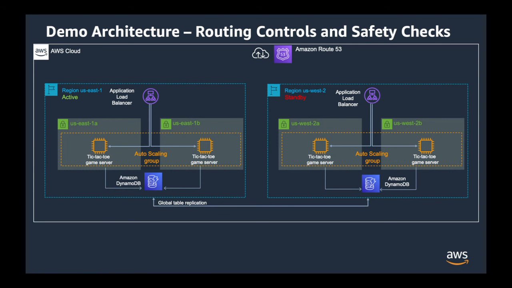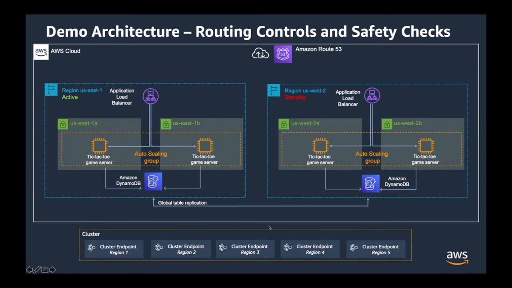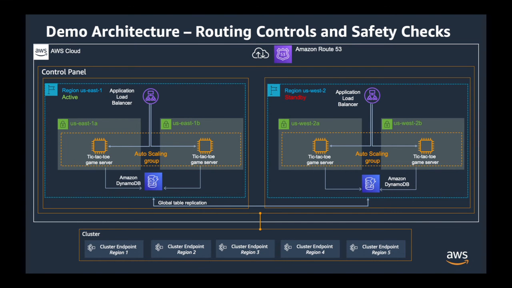What I'm going to dive into now is, back to that tic-tac-toe application, and we'd like to add some routing controls and test the shifting of traffic between those regions. The first thing that we had to do to get our environment up and running is build a cluster. That cluster is going to give us that highly available data plane with individual API endpoints in 5 regions. This is going to allow us to make those routing changes in Route 53, even if the control plane is impacted by a large-scale event.